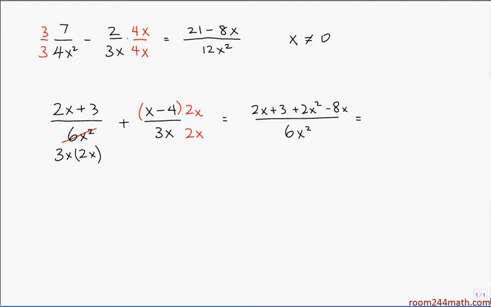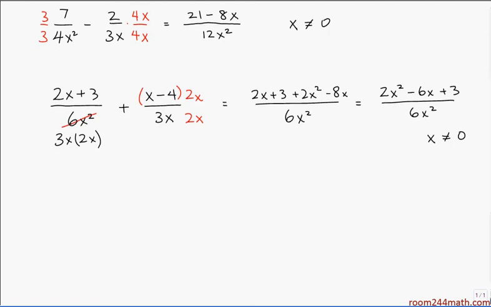We should put the terms in declining order of degree as well. So we'll put the 2x squared term first. And then we have a 2x and a minus 8x. So those are like terms. We can combine them to get minus 6x. And then a plus 3. And this is all over 6x squared. Again, we look for opportunities to cancel common factors, numerator and denominator. There are no common factors to the numerator and the denominator. And so the only thing left to do is to write restrictions. In this case, x, once again, is not allowed to equal 0.